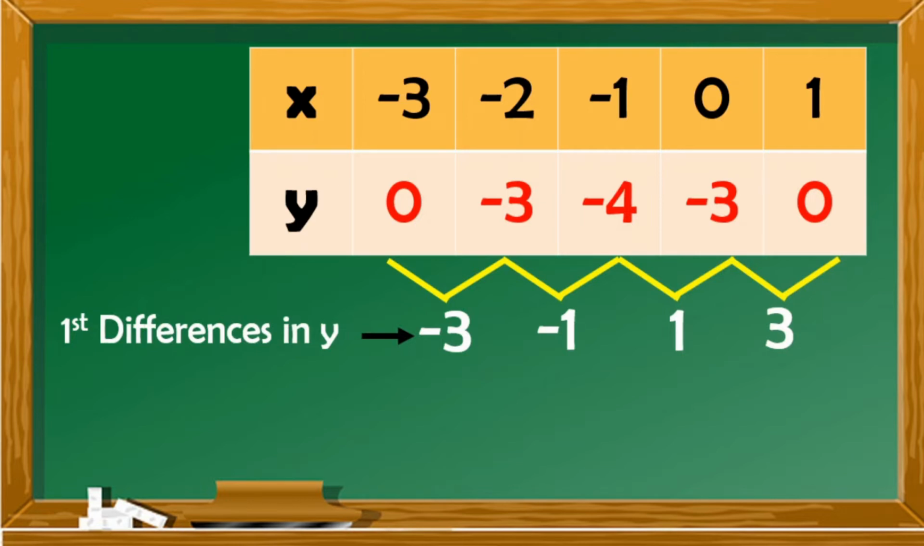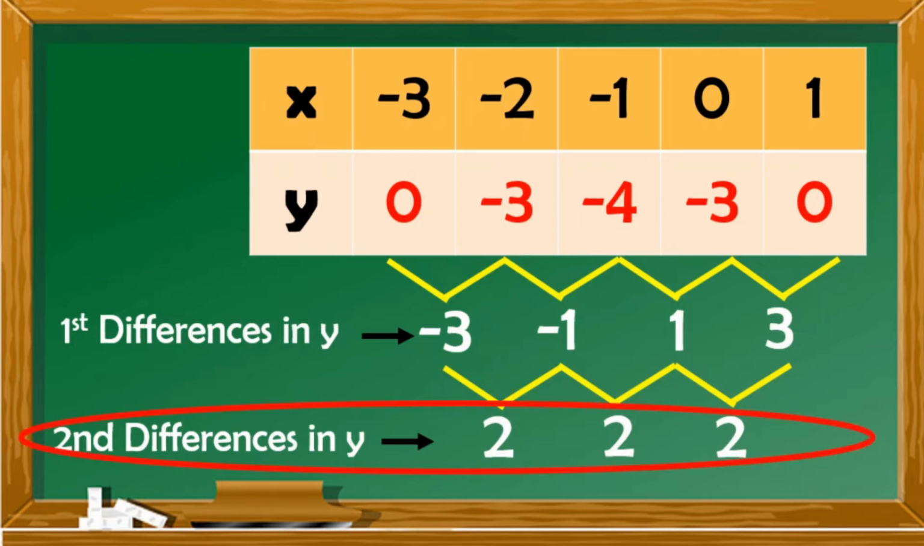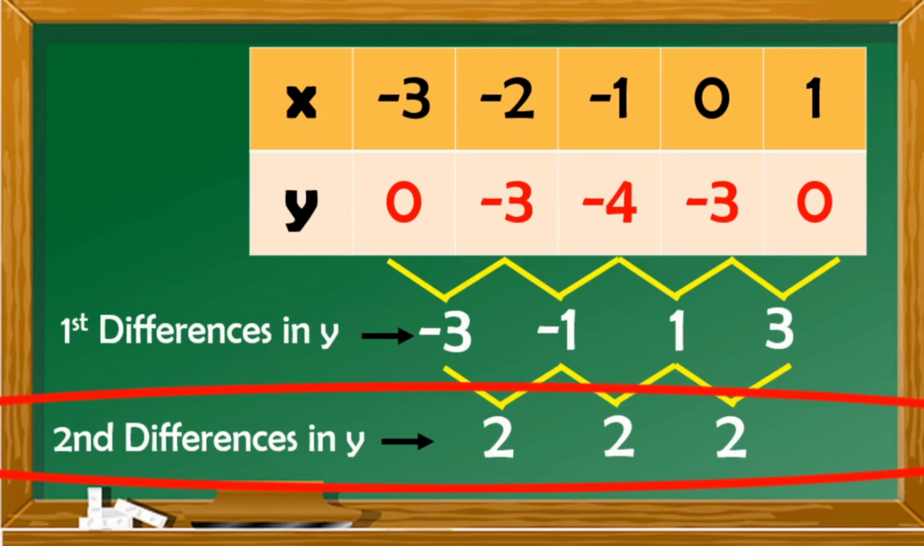But let's try to get the second differences in y. Let's start with 3 minus 1, and that is equal to positive 2. 1 minus negative 1, that is equal to positive 2. And negative 1 minus negative 3, that is equal to positive 2. What can you say about their second differences? Yes, they are equal. Finding the differences in y values is one way of showing whether it is a quadratic or not. Take note, if the table of values represents a quadratic function, the second differences must be equal.